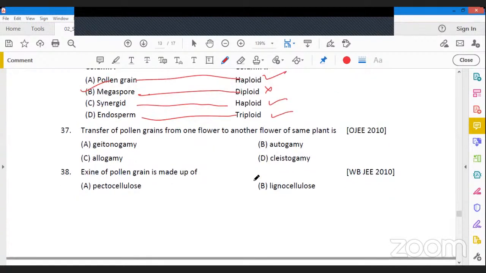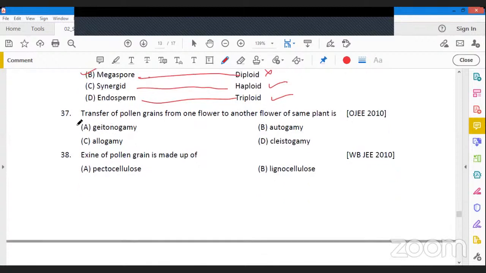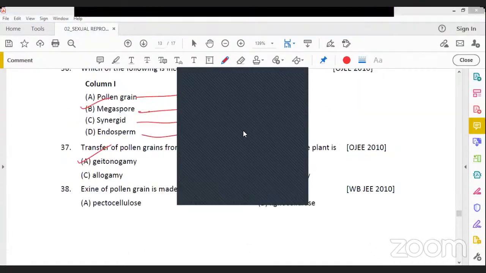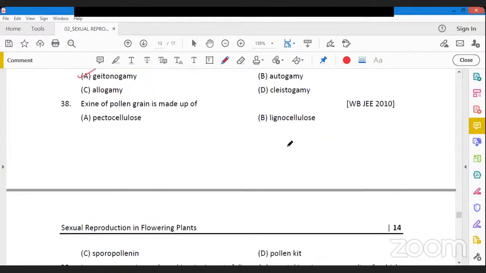Then transfer of pollen grains from one flower to another flower of the same plant is geitonogamy. It is geitonogamy. Okay. Then exine of pollen grain is made up of sporopollenin. Very easy. Sporopollenin.